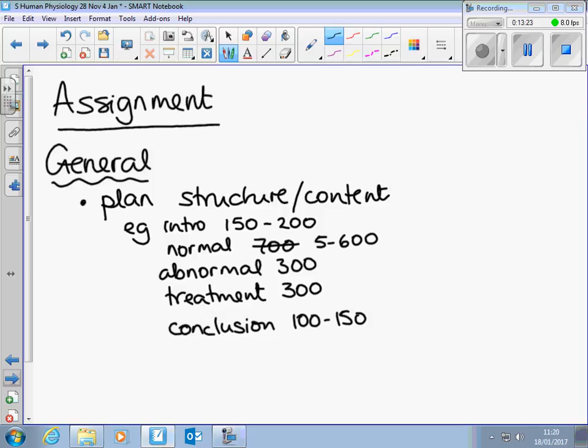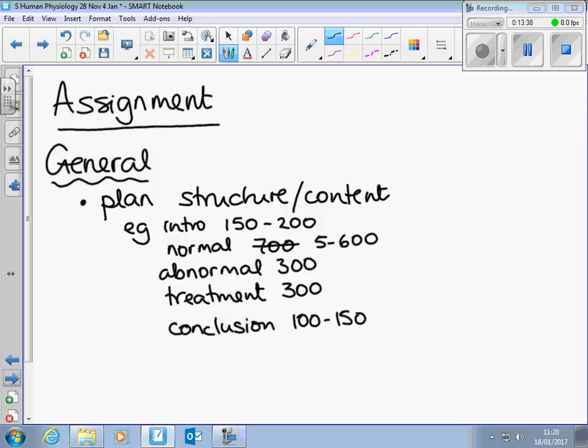But let's see, if I took the maximums there, so what have I got? 200, 800, 1,100, 1,400, 1,550. I've still got 100 words spare that I could tag on wherever. Leave yourself a bit of leeway.